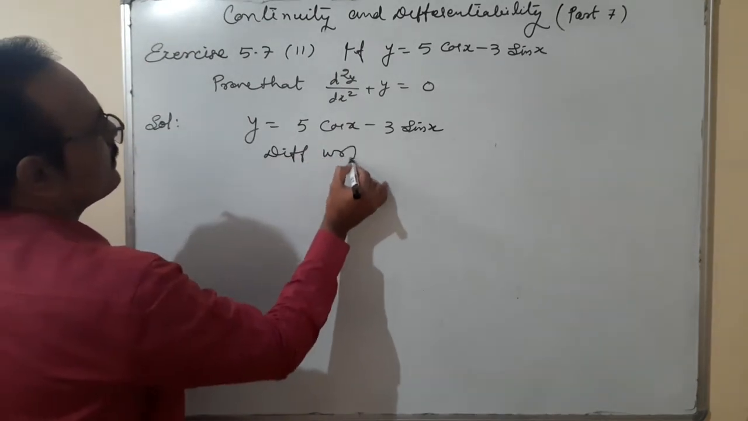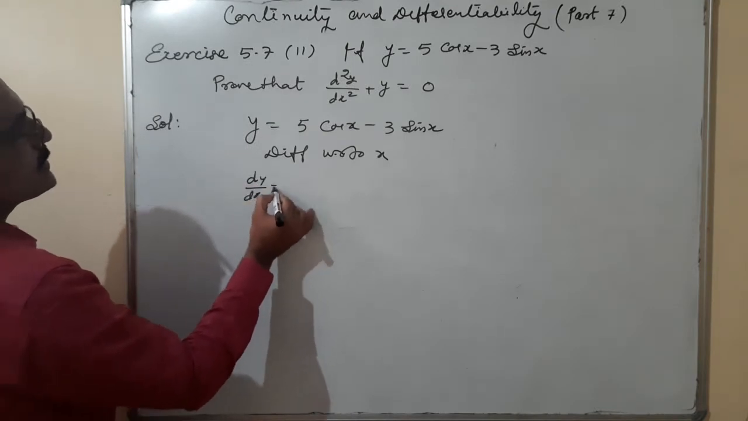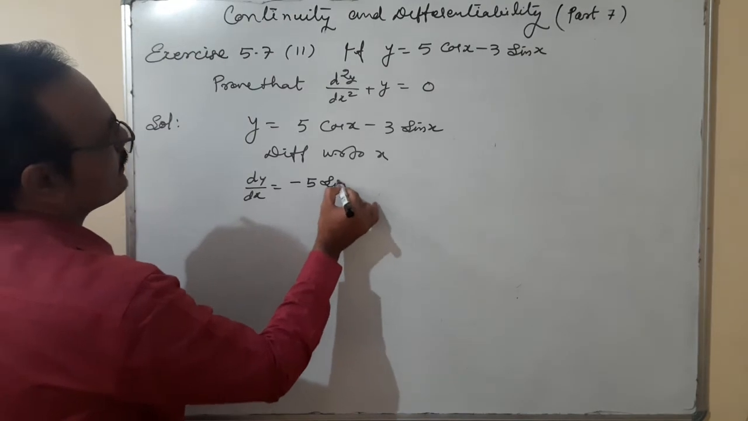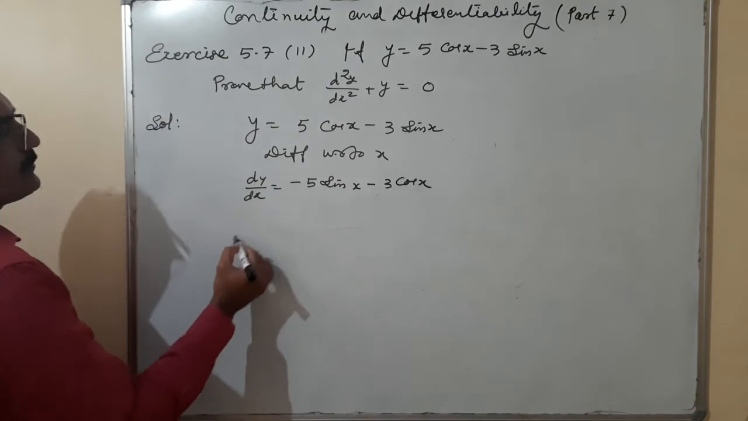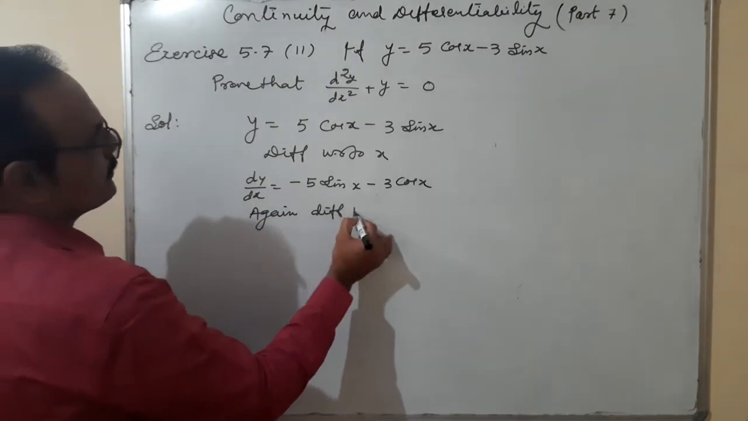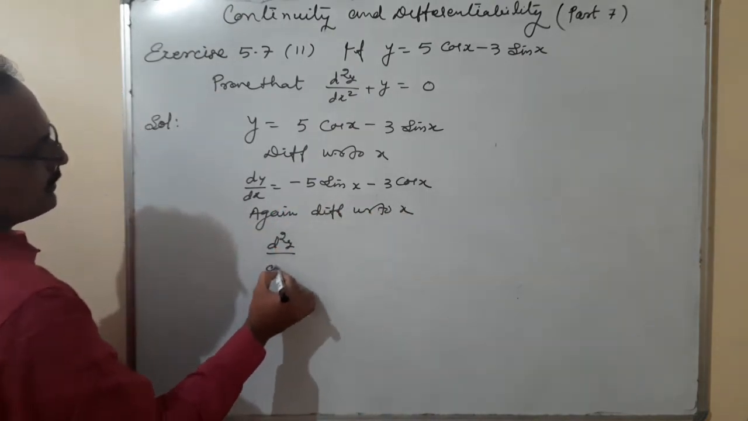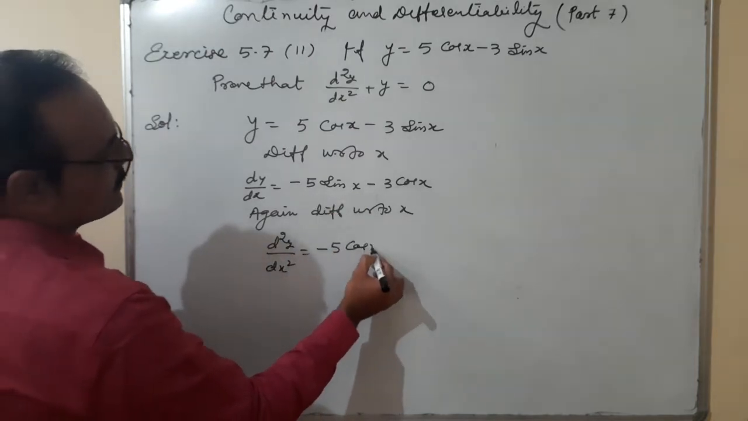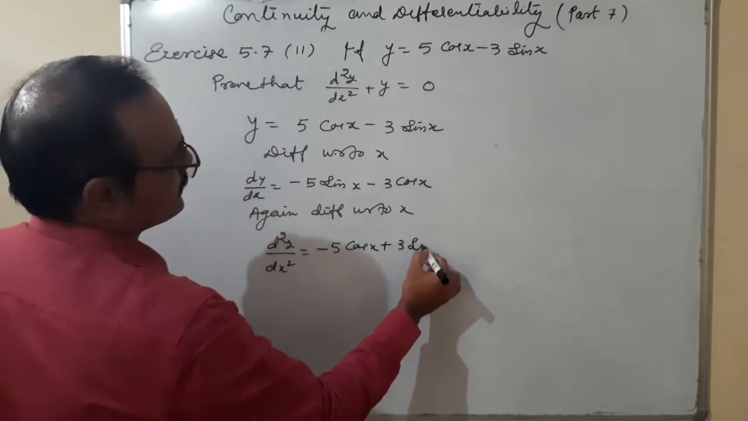Differentiate with respect to x: dy by dx is equal to 5 times the differentiation of cos x, which is sin x, minus 3 cos x. After that, again differentiate with respect to x. So d square y by dx square is equal to 5 times minus cos x, and for 3 cos x the derivative is minus sin x, so plus 3 sin x.